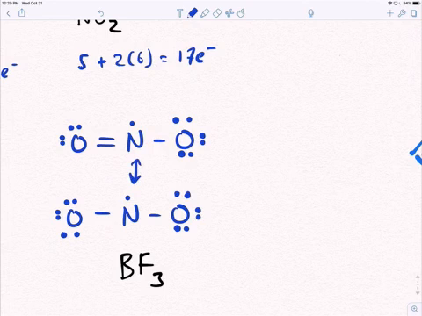So we give it a resonance structure. Oh, wait a second. What do I do? Oh, I forgot the double bond. There we go.